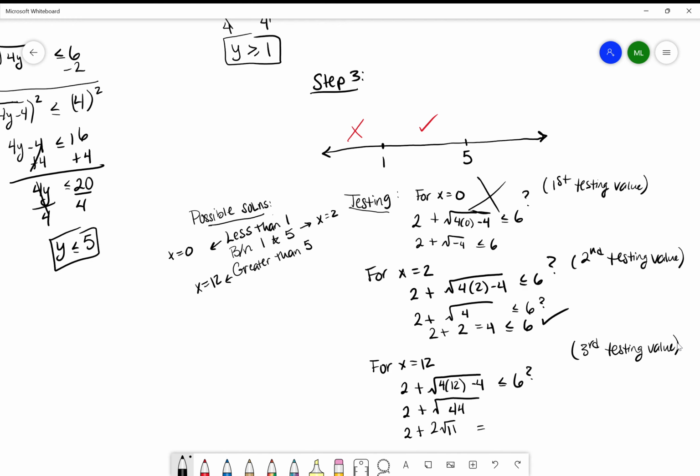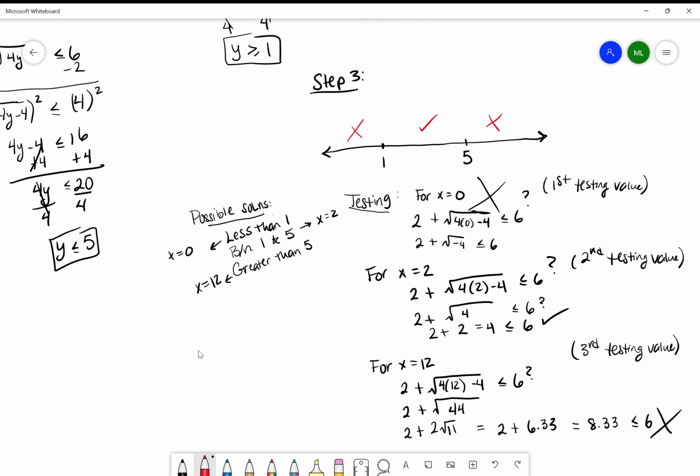And you can plug that into your calculator. So 2 plus 2 root 11, you get 2 plus 6.33 when you round, and then you'll see that this equals 8.33. Is that less than or equal to 6 is the question that you've got to ask. Well, obviously not. This can't work as well. So finally, we can say that values greater than 5 can't work either.